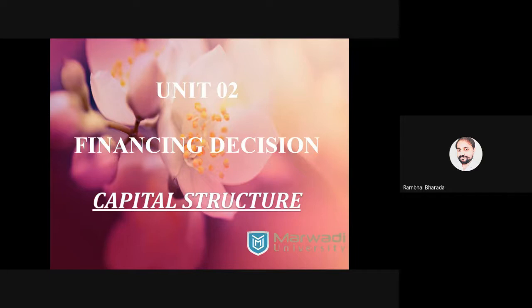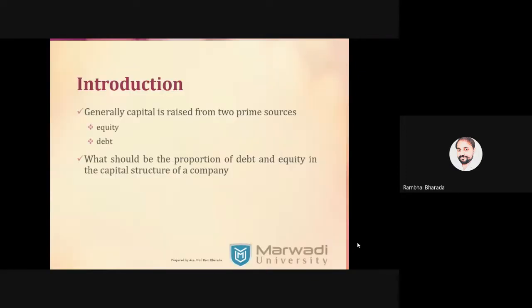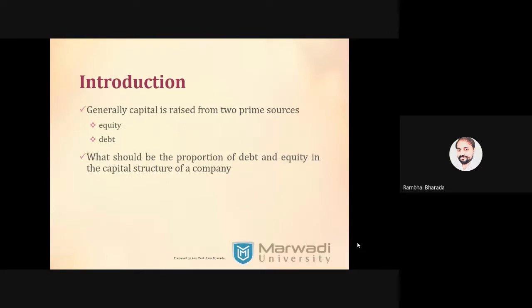Now we are in the second part of Unit 2, and that is about capital structure. Your capital structure means a combination of various capital that company used. Generally, mainly we have two options for a capital, equity and debt, and third one is a preference.